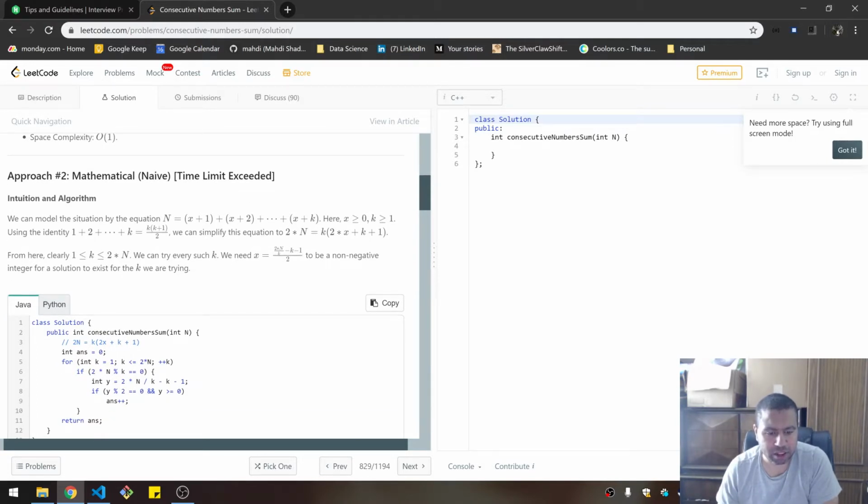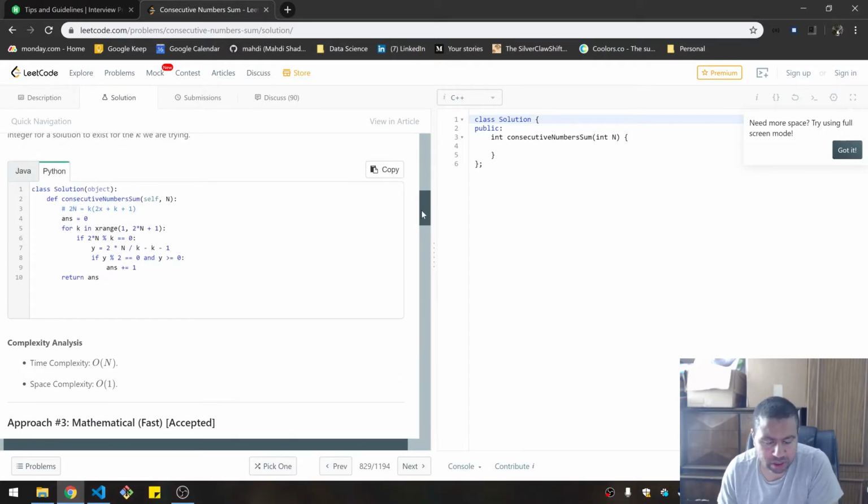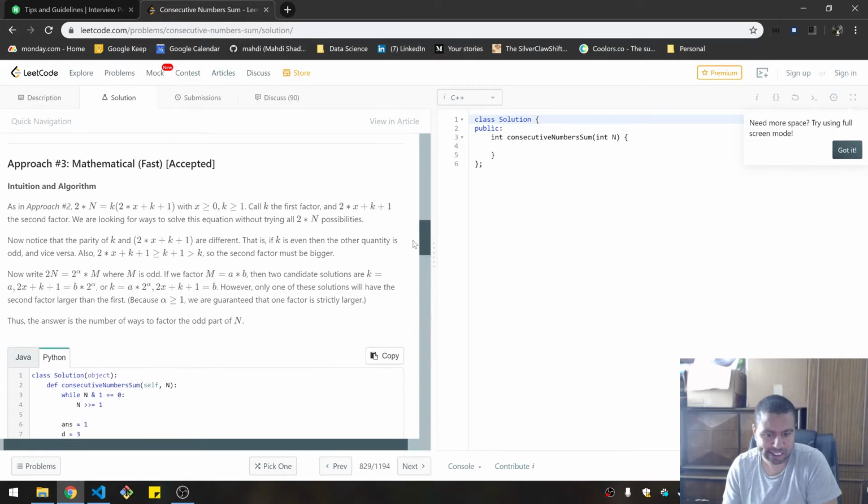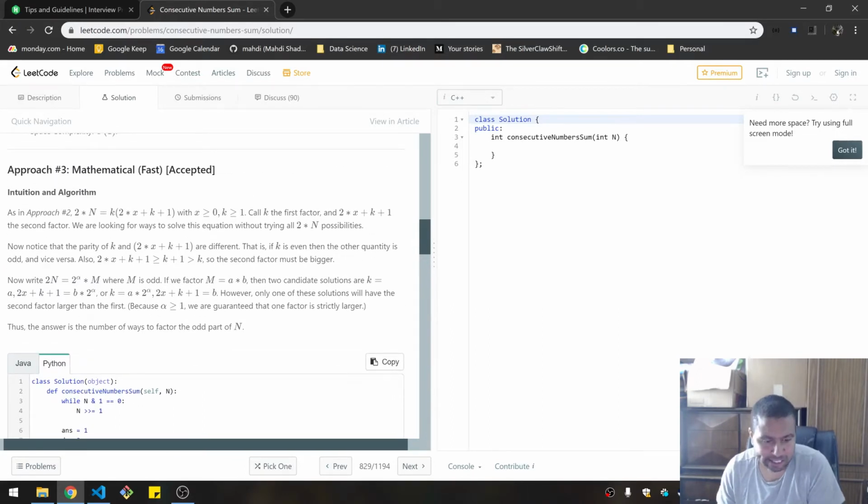A naive mathematical approach: you can model the situation as n equals x plus 1 plus x plus 2. Time complexity O of n? Time complexity square root of n. Jesus Christ. Oh my goodness. I was definitely doing it. Well, it worked, and I was so happy it worked too, and now I'm like, no, that was just not good at all.